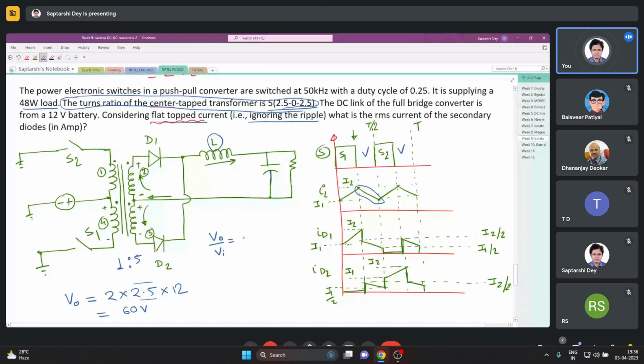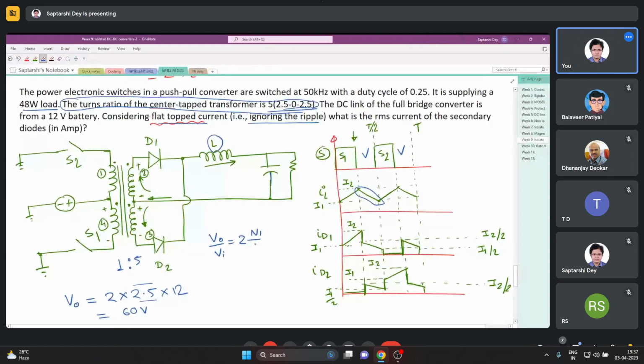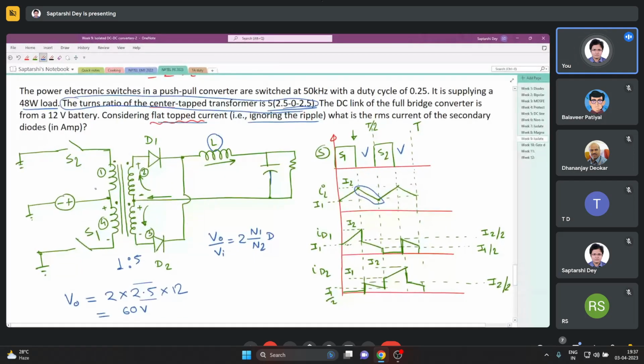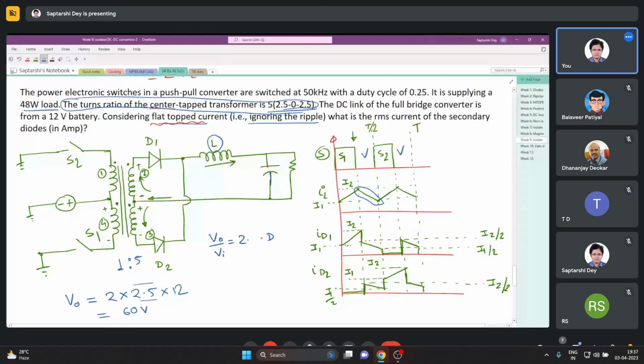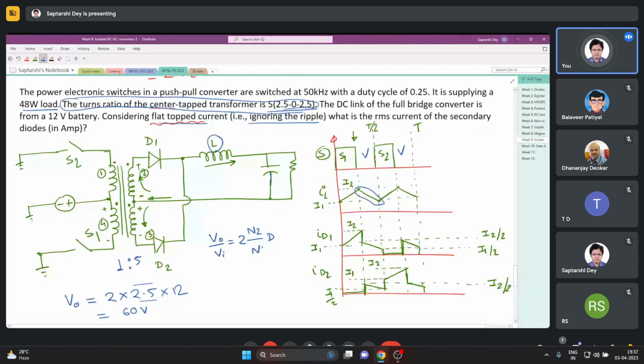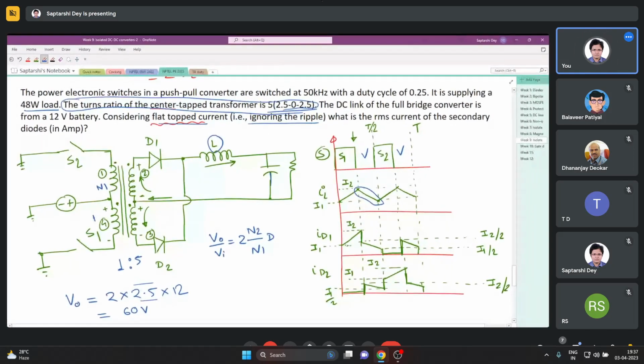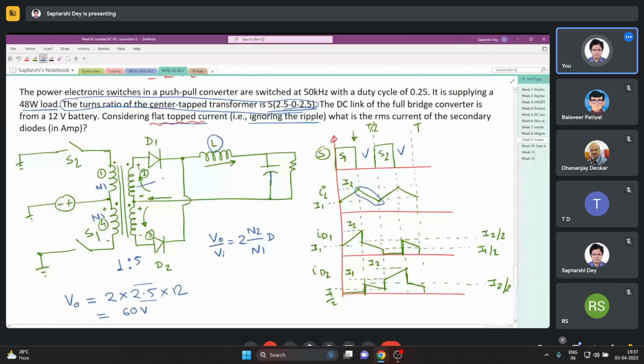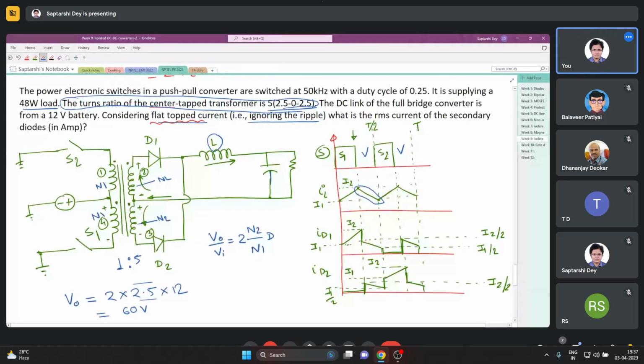V output by V input, when you write N2 by N1 times D, these N2 and N1 are nothing but this N1 and this N2. Then only you can write this, okay? So for this case, it is 2.5. So that's why I wrote 2.5.